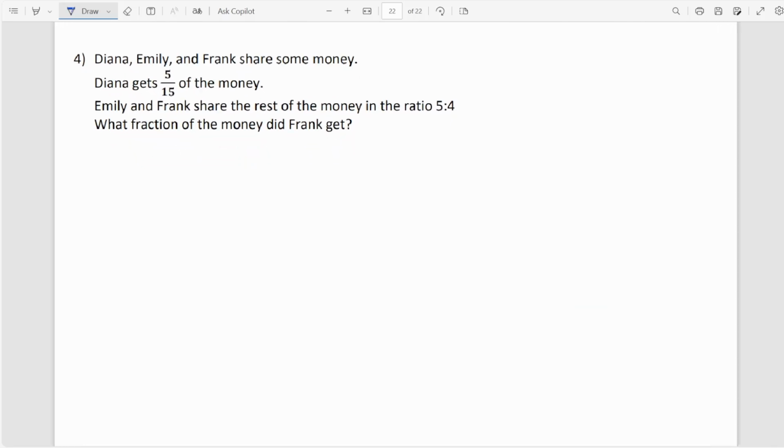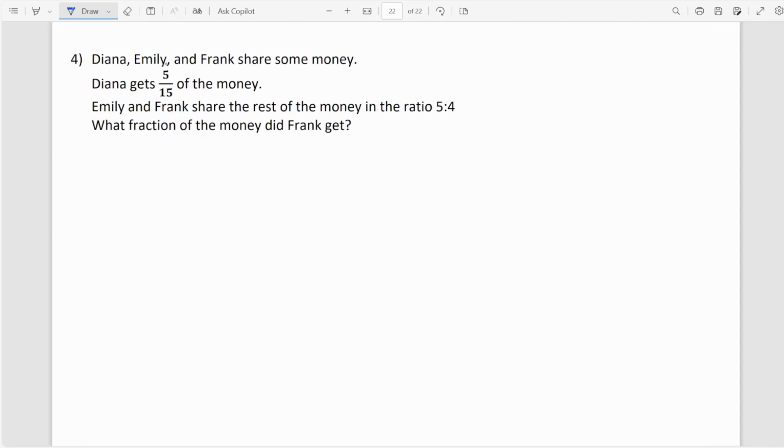Let's take a look at the final question. Diana, Emily, and Frank share some money. And Diana gets 5 over 15 of the money. And Emily and Frank share the rest of the money in the ratio 5 to 4. What fraction of the money did Frank get? So now you have Diana, you have Emily, and you have Frank. And the total number of parts they're sharing is 15. In any case, we know that Diana got 5 over 15.